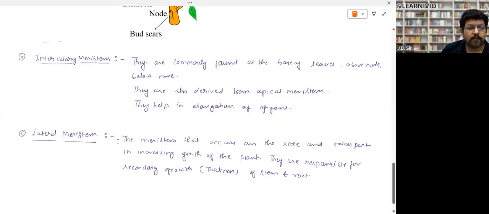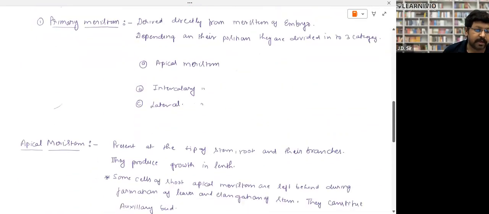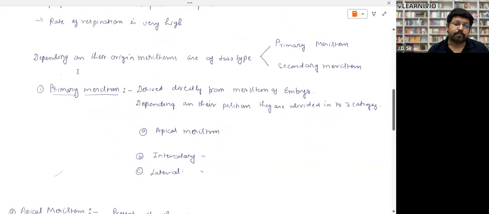So these all three were the part of the primary meristem, right? So A, apical meristem. So they are the primary meristem. Then come to the secondary meristem. Primary meristem, I have already explained. Primary meristems are found since the birth of the plant, because they have been derived from the meristematic part which is found in the embryo.